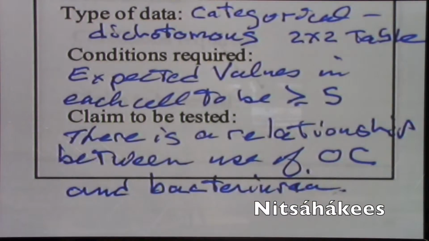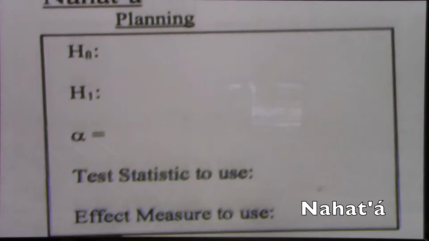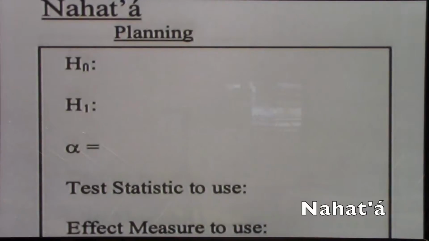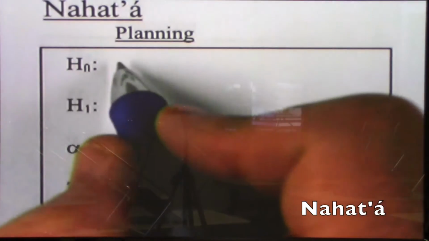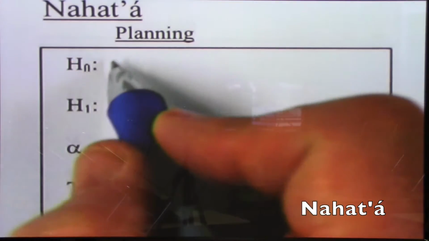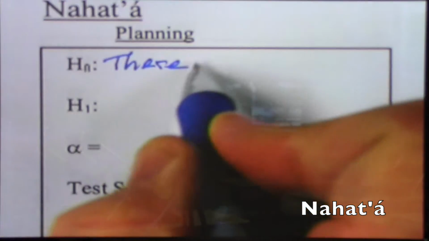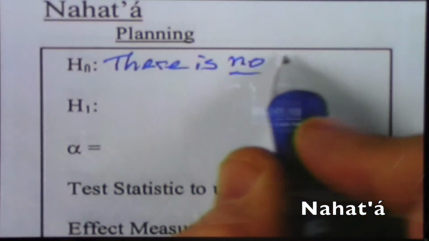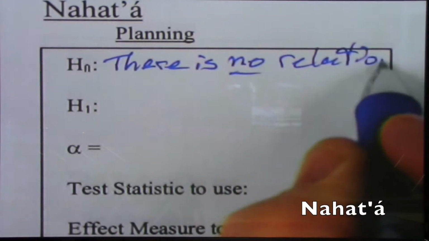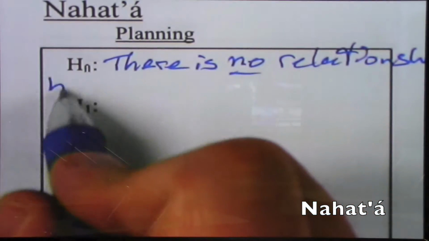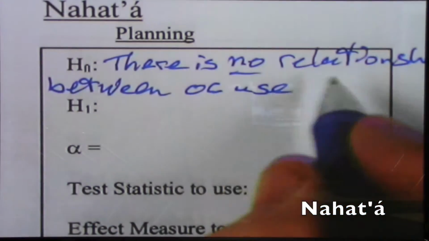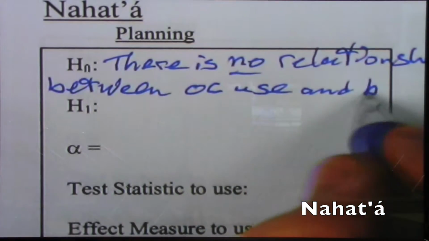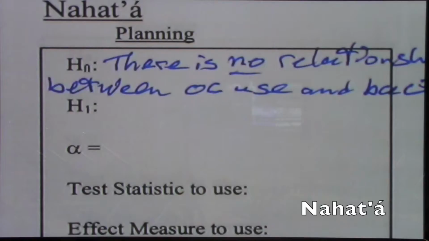All right, so it's time to move around clockwise to planning. The H with the little O, that's your null hypothesis. The null hypothesis is that there's nothing going on here. There is no relationship between OC use, oral contraceptive use, and bacteriuria. I'm just going to abbreviate it there for us.